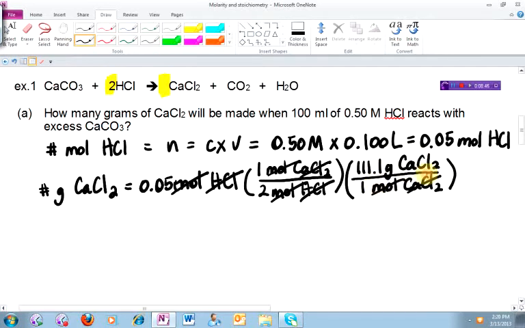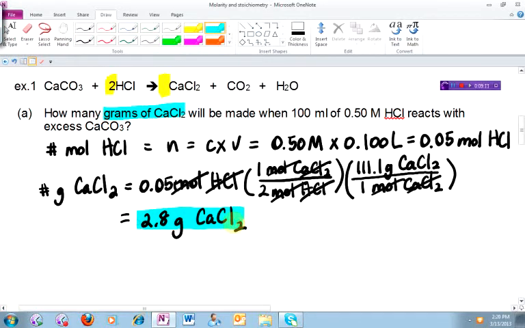You'll notice that the moles of calcium chloride cancels out, so now the units that you're left with is grams of calcium chloride, which is what we wanted. So plugging those numbers in, 0.05 times 111.1 grams divided by 2 would give you 2.8 grams of calcium chloride, which is what we were trying to determine.